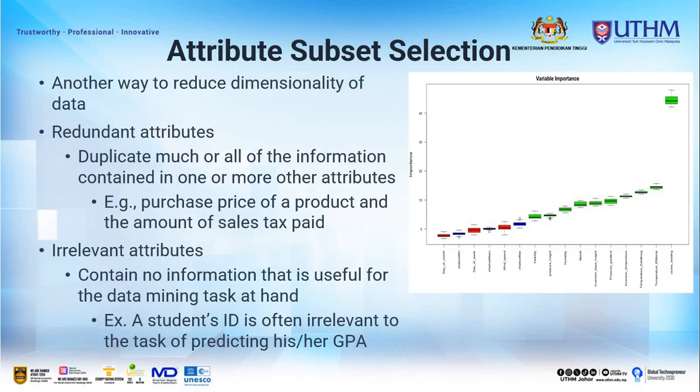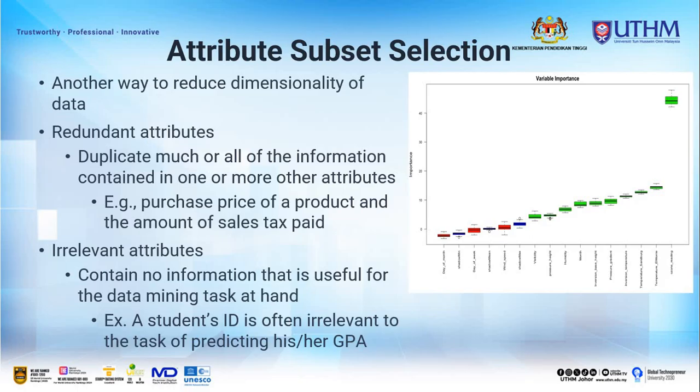Redundant attributes. What is a redundant attribute? We know that redundant means repeated records or repeated attributes that duplicate much or all of the information contained in one or more other attributes. Example, the purchase price of a product and the amount of sales tax paid. These two attributes are highly correlated and one can be considered redundant.